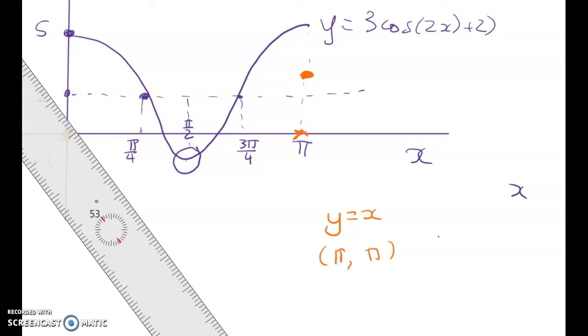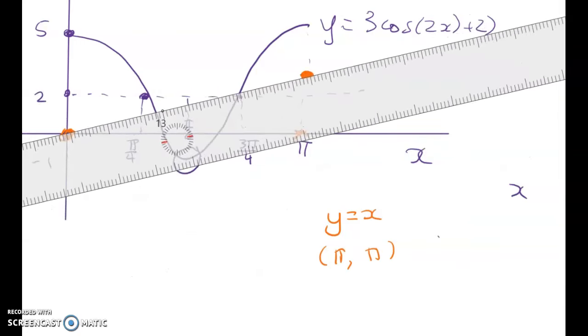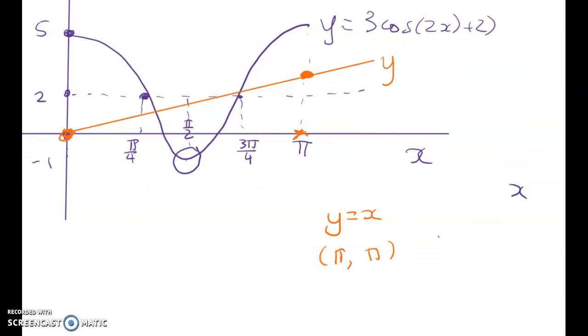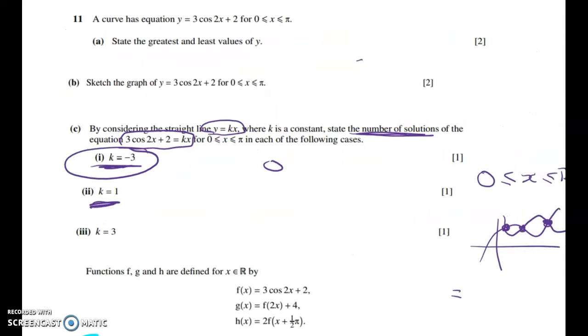So we can take our ruler, we join it up. That's y is equal to x. Now it looks like that because my scale is not 1 to 1 on the two axes. You've got one solution here and you've got another solution here. So there are two solutions, right? Two solutions for that one.